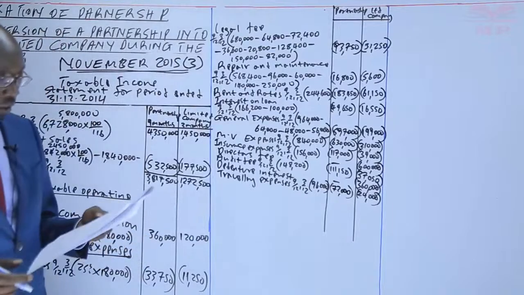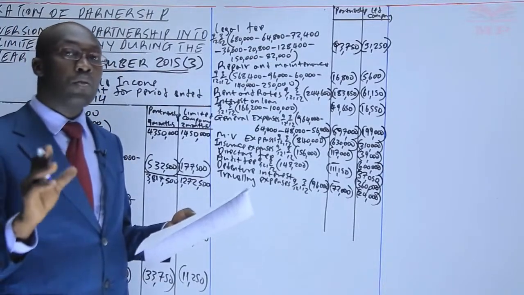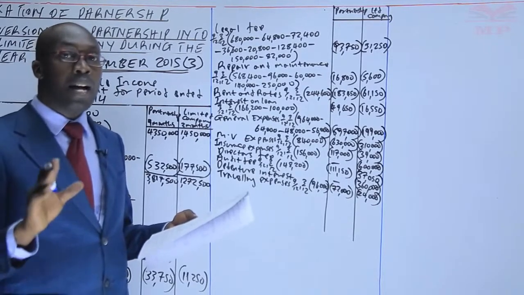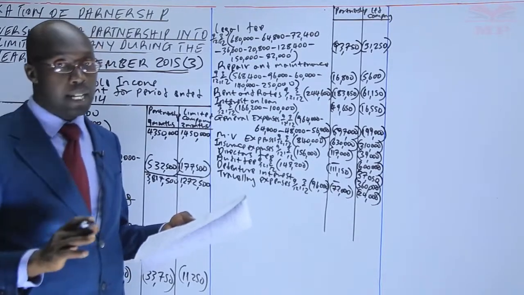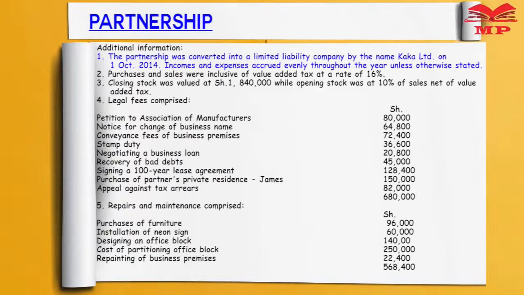When we get to the end of that, we are done with the expenses, but we need to go through the additional information for an expense that is not in the P&L and it's allowable. So we go to the additional information. Number one, the partnership was converted into a limited liability company by the name Kaka Limited on 1st October 2014. Incomes and expenses accrued evenly throughout the year unless otherwise stated. There is no expense there.